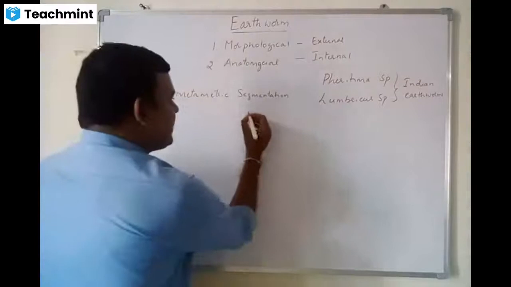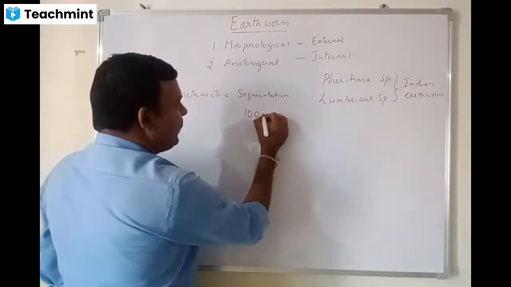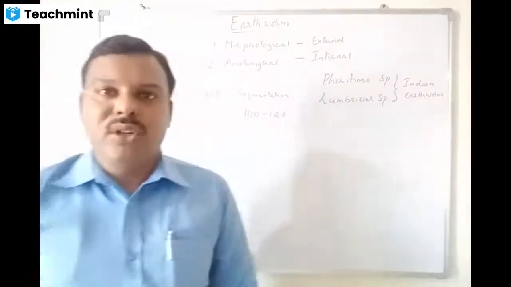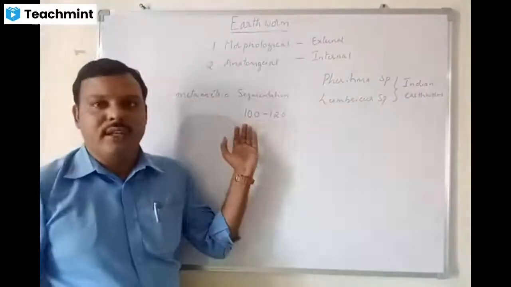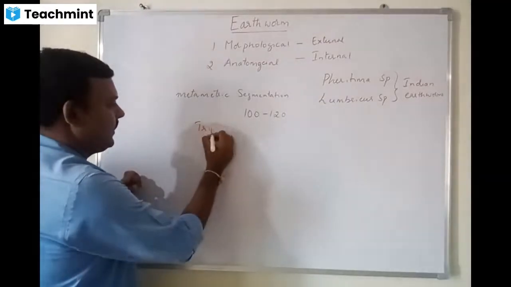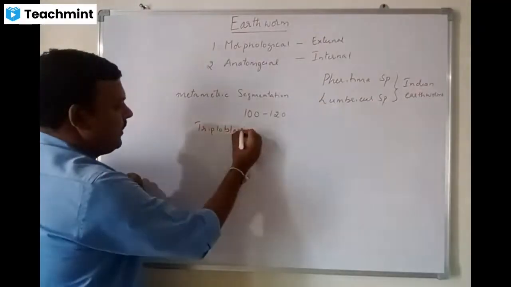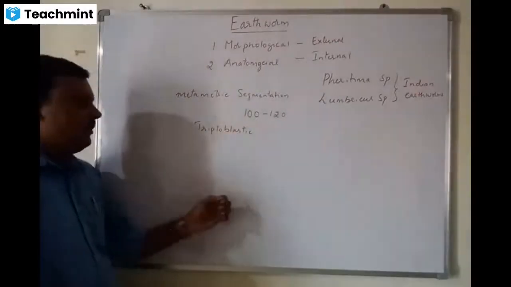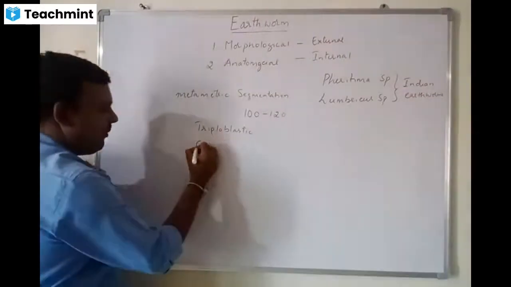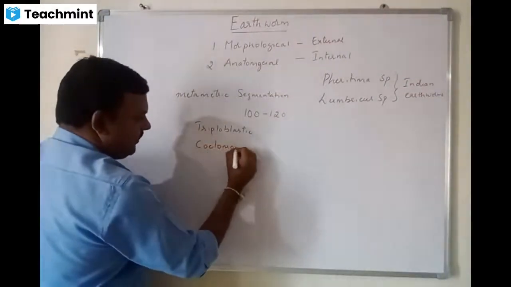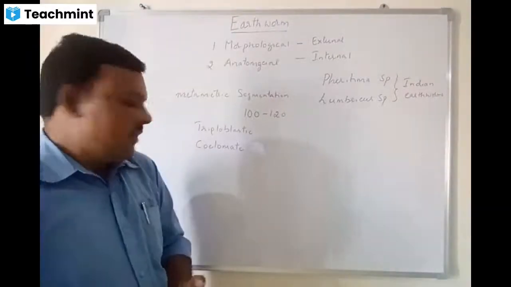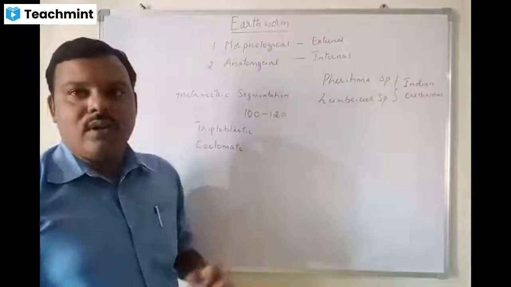Okay. And they have segments. Metamers are 100 to 120, not less than 100, not more than 120, depending on the varieties, depending on the species, they have 100 to 120 metamers in their body. And they are triploblastic. It means the body is developed from three germ layers, that is ectoderm, mesoderm and endoderm, and they are coelomates. So the body wall and gut is filled with the coelom, that is schizocoel, and the fluid filled in the coelom we call coelomic fluid.